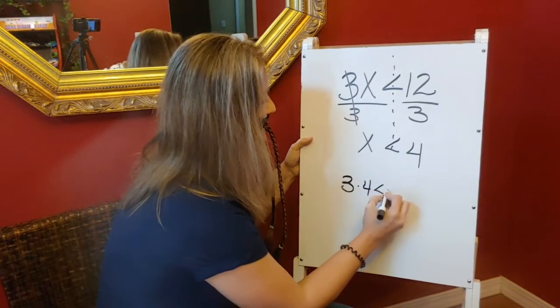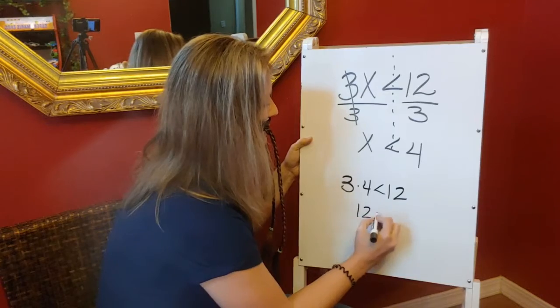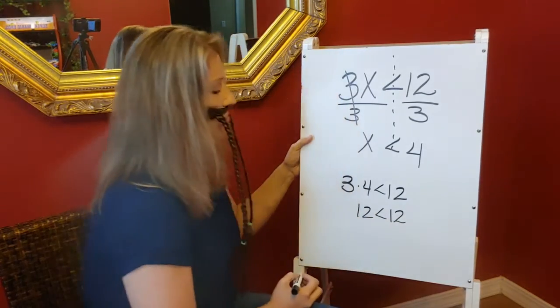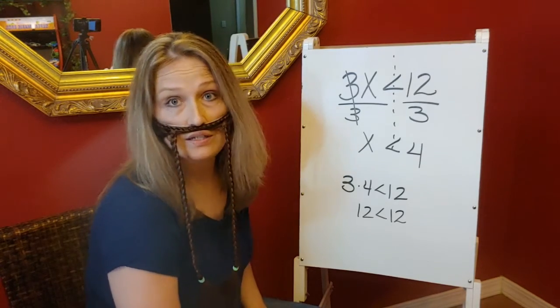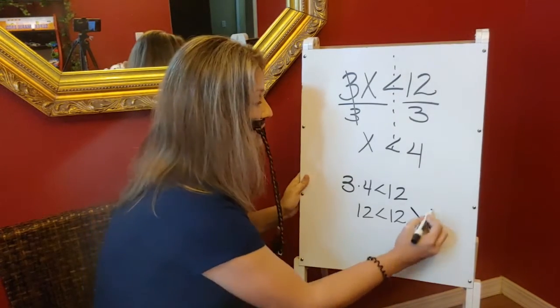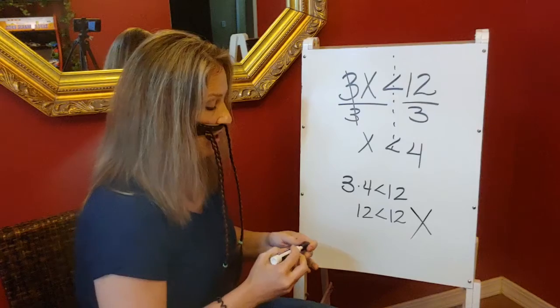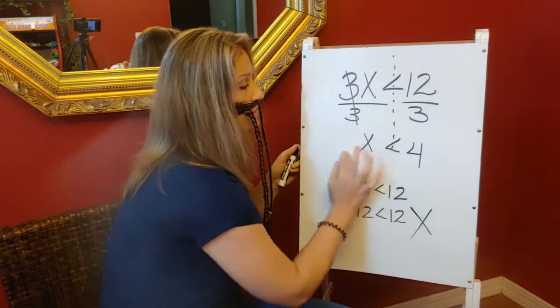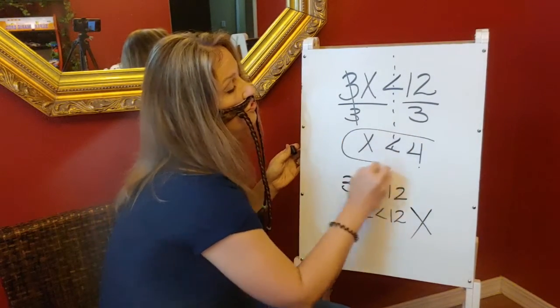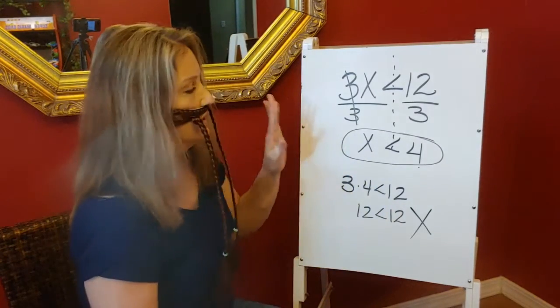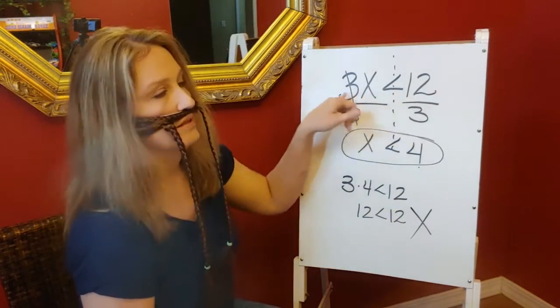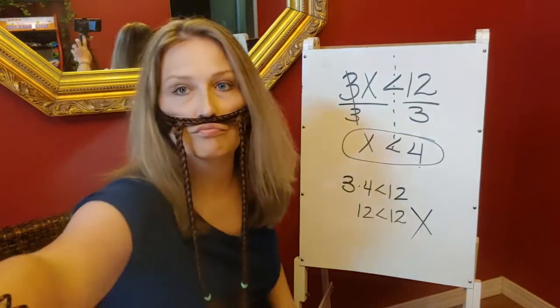3 times 4 is less than 12, and 12 is less than 12. Well, 12 is not less than 12. 12 is equal to 12. So that does not work. So what this solution says right here, actually should have circled that, is that anything less than 4 makes this inequality true.